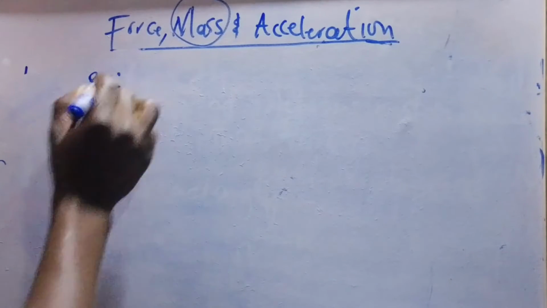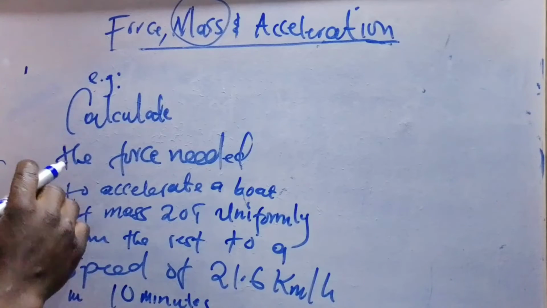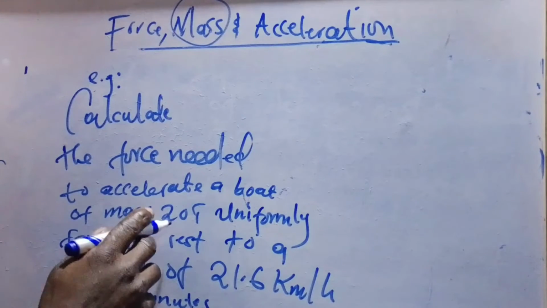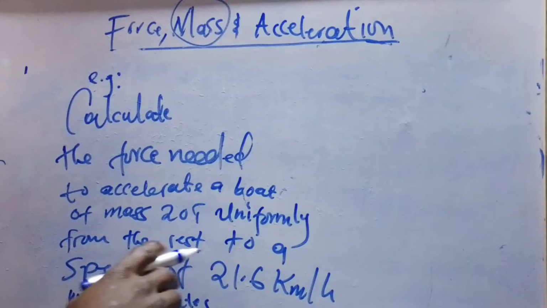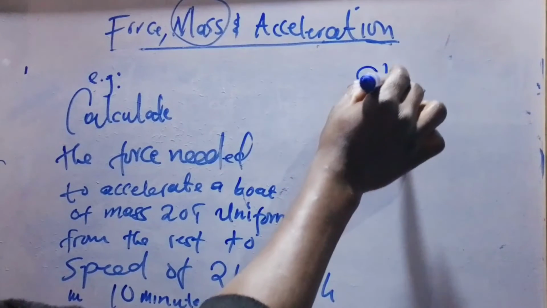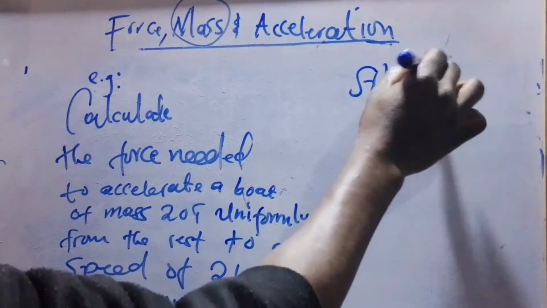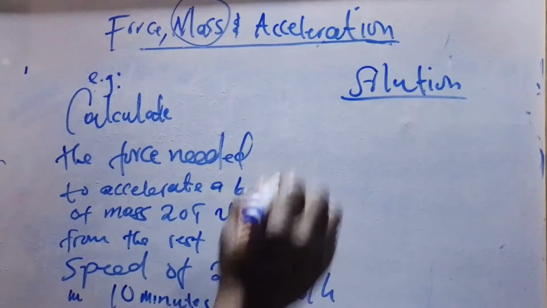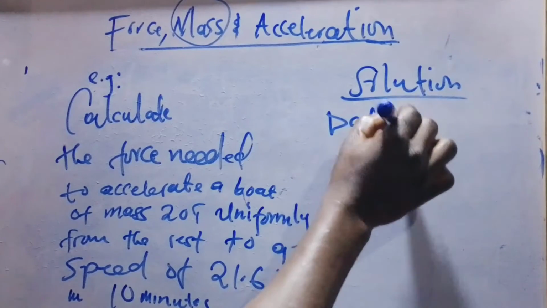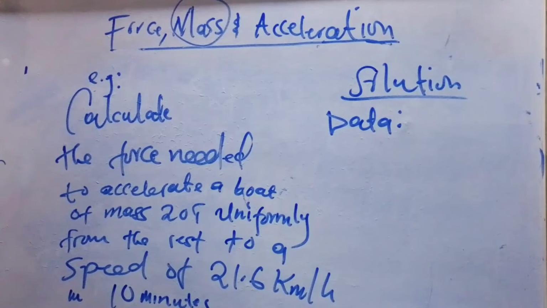For example, in one of the examples, we are told to calculate the force needed to accelerate this boat, which has a mass of 20 tons, from the least speed of 21.6 km per hour in 10 minutes. So what you have to do here for the solution is write the data, what you have been given, to have an idea where to start from.